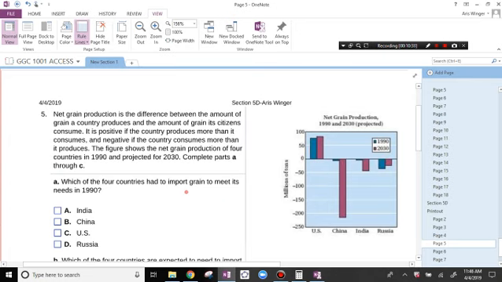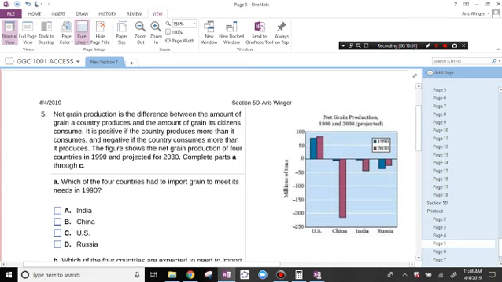Net grain production is the difference between the amounts of grain a country produces and the amount of grain its citizens consume. It is positive if the country produces more than it consumes, and negative if the country consumes more than it produces. That means it needs more. The figure shows the net grain production of 4 countries in 1990 and projected for 2030. Complete parts A through C.